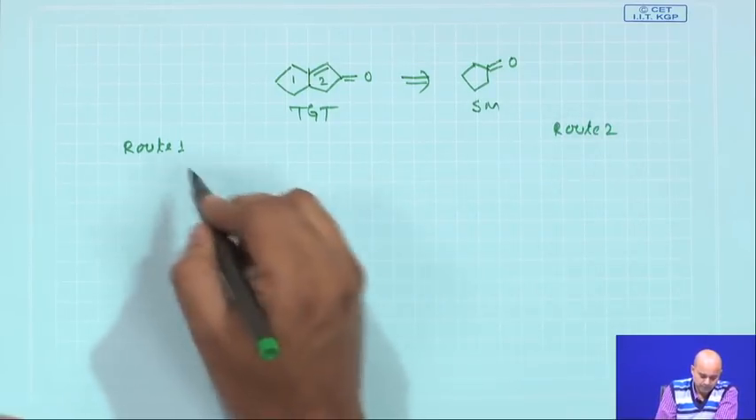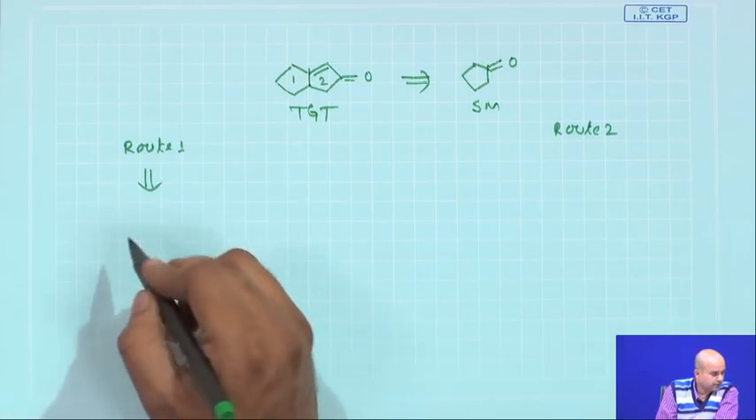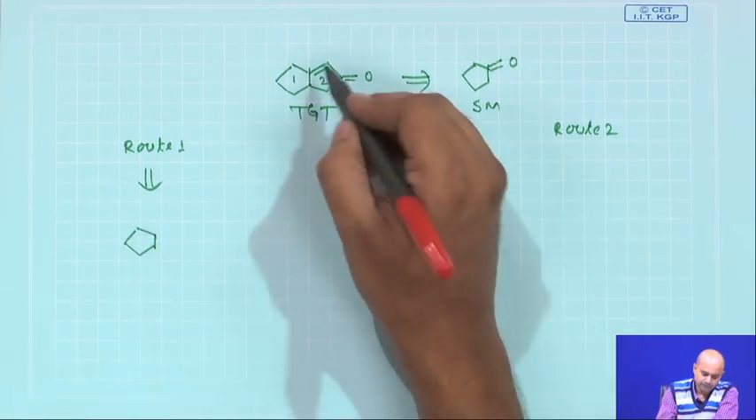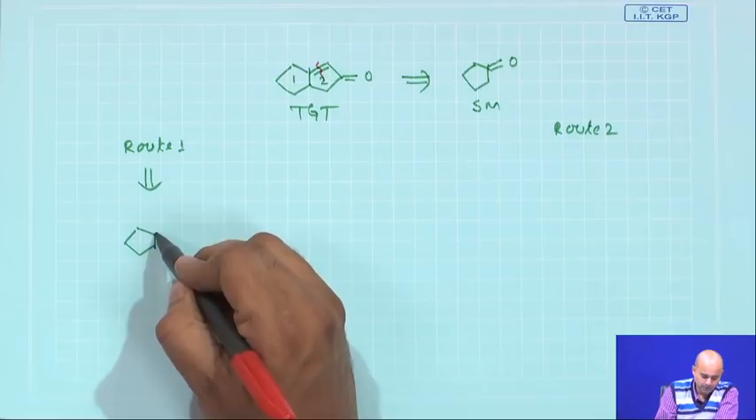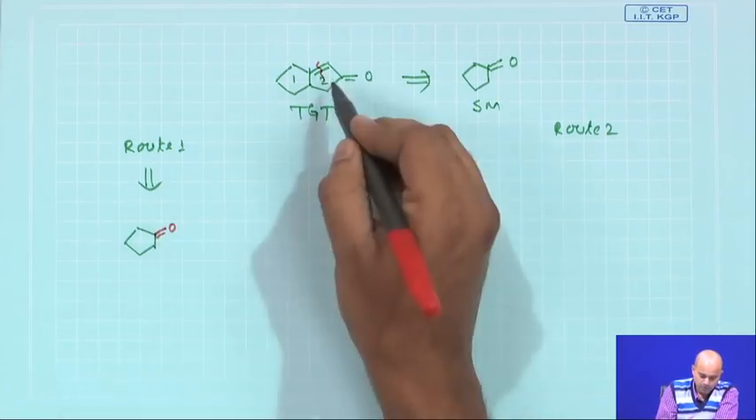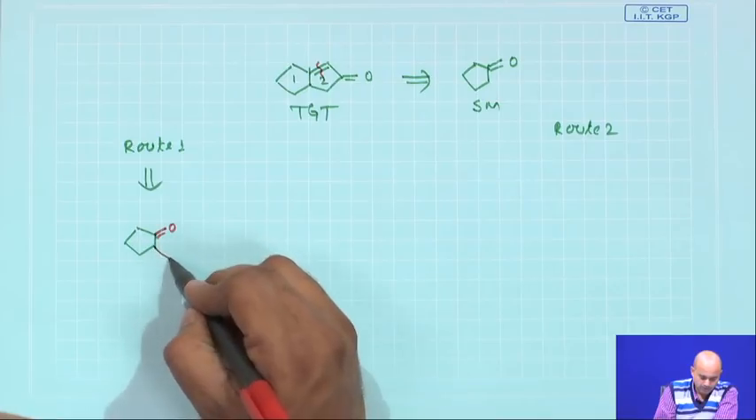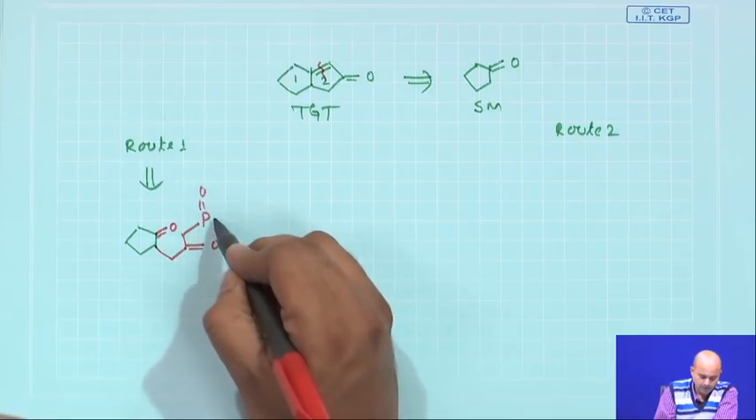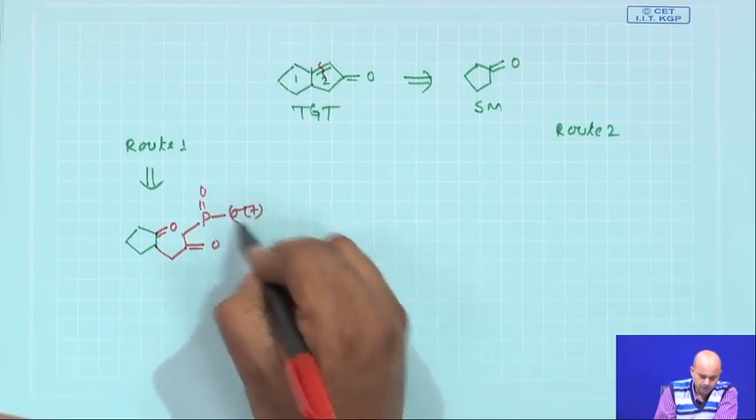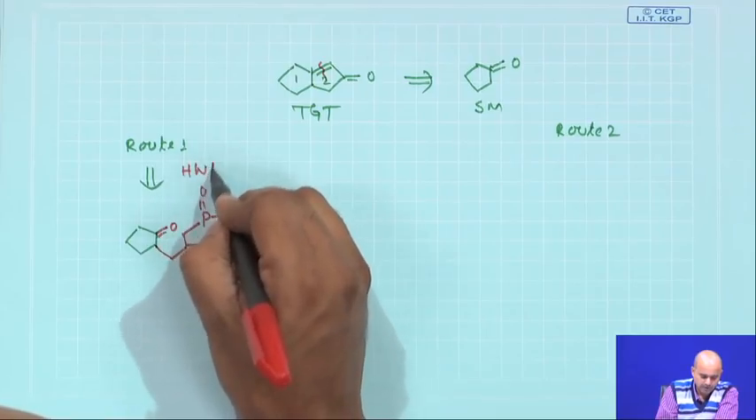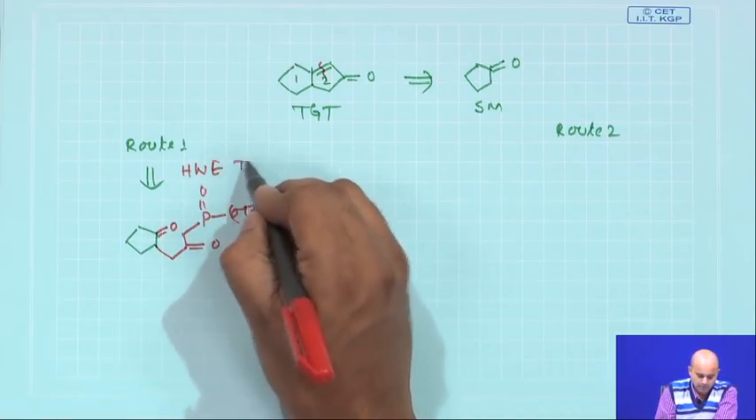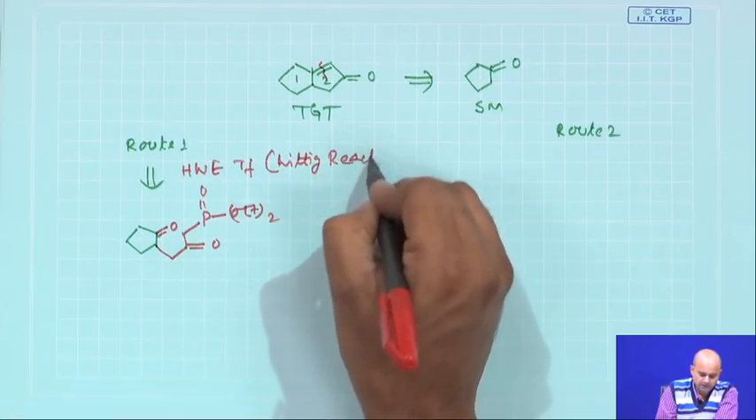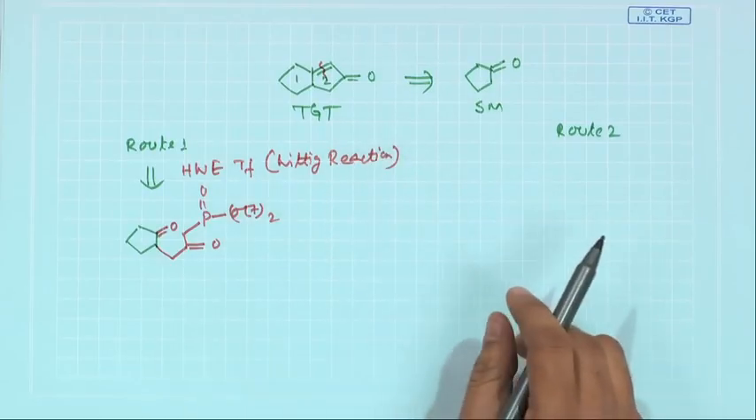Coming to route 1, if you do the retro, what are we trying to do? We will try to do it in a different way. We say that we will make this bond in a different way. What is the different way? We will make this new carbon-carbon bond by a reaction which probably we have earlier discussed. It is called the Horner-Wadsworth-Emmons reaction. It is kind of a Wittig reaction or Wittig transformation, and this reaction, if you remember, we have discussed in the earlier slides.